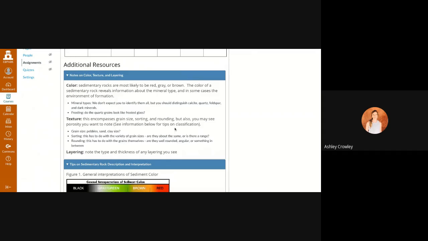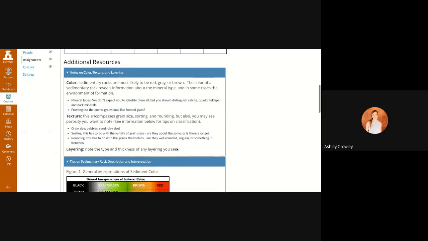But as we're looking at these sedimentary rocks, we can notice color. They're most likely to be red, gray, or brown. And this is revealing, like I was just telling you, what type of mineral is in it, or sometimes where it was formed. So if it was formed in the bottom of the ocean, it's probably going to be a different color based off of the things that are able to factor into it than if it was formed on land.